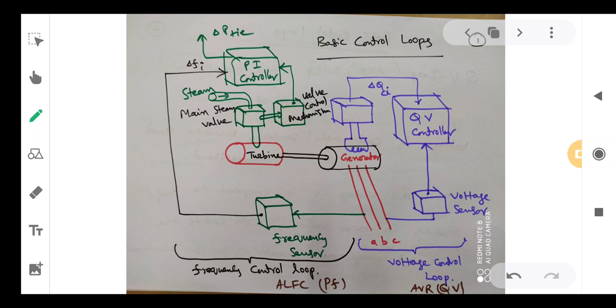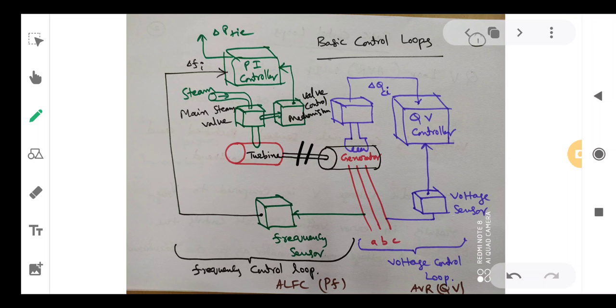So the first one is the turbine generator set. The turbine and generator both are coupled together, and the generator is generating the three-phase electrical power connected to the bus bars. ABC is the phase sequence of generator. From the output terminals of generator, using a voltage sensor, you can measure the voltage, and that voltage is given to the QV controller, so that from the QV controller you will get the delta Q.